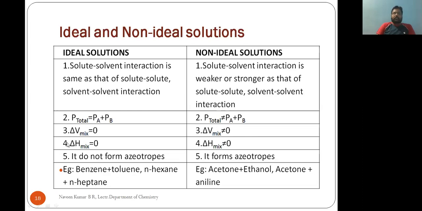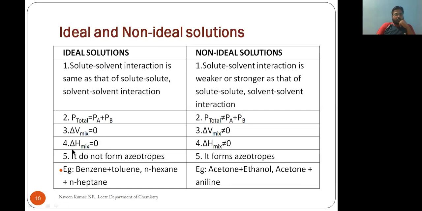Next, the enthalpy change of mixing. As we know, stronger attractive forces will release energy to the surroundings. Weaker attractive force formation will release less energy to the surroundings. So based on that attractive force formation, we can consider delta H mixing, that is the enthalpy change after mixing the solute and solvent. Due to the similar attractive force between the solute and solvent, the enthalpy of mixing will always be 0. Whereas in the case of non-ideal solution, due to either weak or strong attractive forces, delta H mixing will be either greater than 0 or lesser than 0.